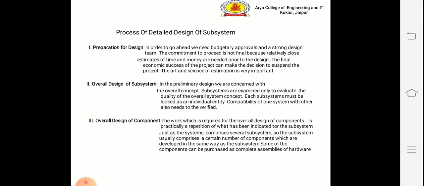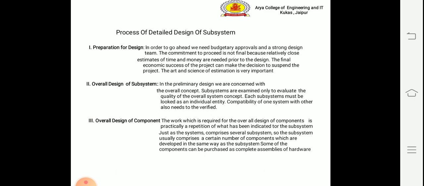Second step is overall design of the subsystem. In the preliminary design, we are concerned with the overall concept. Subsystems are examined only to evaluate the quality of the overall concept. Each subsystem must be looked at as an individual entity. Compatibility of one subsystem with another also needs to be verified.